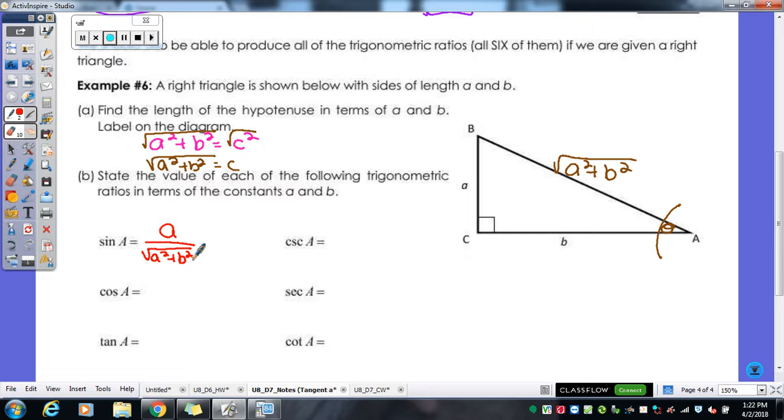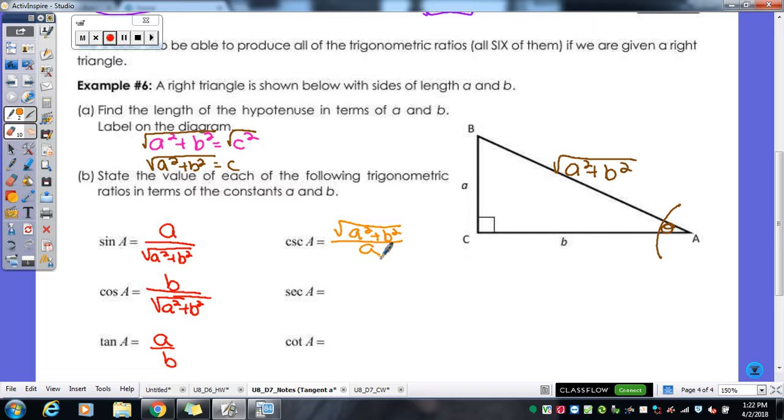What would cosine be? B over radical A squared plus B squared. And tangent? A over B. So then for our reciprocals, all we got to do is flip them. Cosecant is sine flipped, so that's radical A squared plus B squared over A.